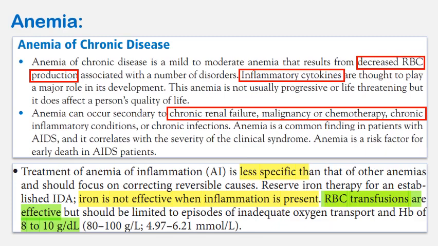For rapid correction of this situation, RBC transfusion is effective. يعني بدل ما نعطيهم حديد وننتظر response وماكو response، شو نسوي؟ نعطيهم دم، أو يفضل packed RBC, but it should be limited to episodes of inadequate oxygen transport and hemoglobin of 8 to 10. إذا كان عندنا ديفكت في الأكسجين ترانسبورتيشن، أو إنه هيموغلوبين كونسنتريشن وصل لثمانية إلى عشرة أو ثمانية فما دون، ممكن نضيف الـ RBC.